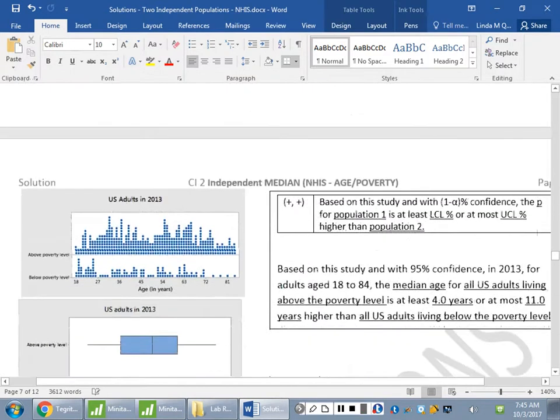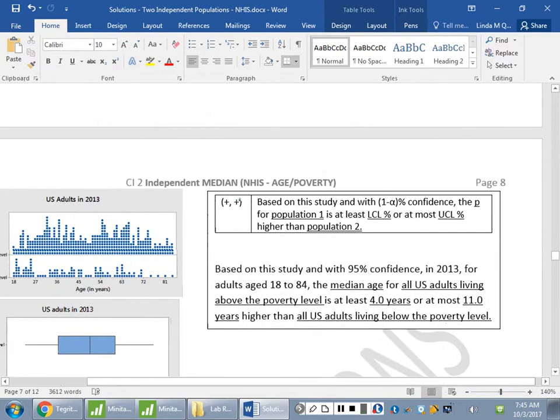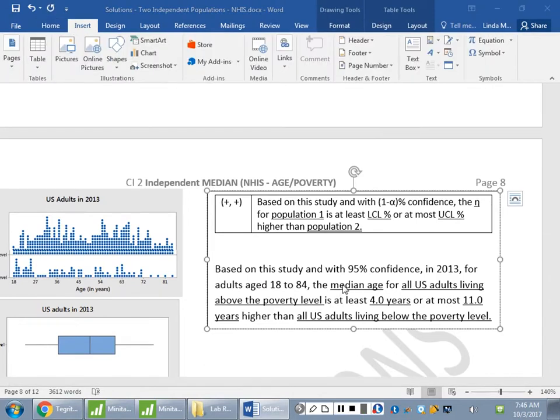Okay. So we did our graphs. So I want to do the positive interpretation. So I start out with, based on this study, with 95% confidence in 2013 for adults aged 18 to 84, the median age, so this actually should be a mu, I'm sorry, an eta. The eta here is the median age. Population 1 is all adults living above the poverty level, is at least, use the lower confidence limit, 4 years, or at most, use the upper confidence limit, 10 years, higher than population 2.